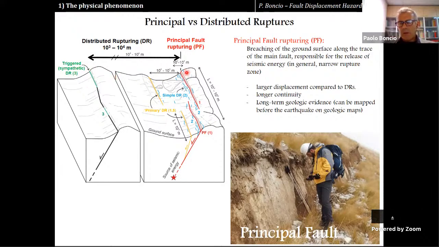In this diagram, which is inspired by normal faulting earthquakes, I try to define and classify the different typologies of ruptures. So we have the principal fault, which is the breaching of the ground surface along the trace of the main fault, responsible for the release of seismic energy. In general, it is a narrow rupture zone. It is characterized by larger displacement compared to distributed ruptures, longer continuity, and in general, long-term geologic evidence. This can be mapped before the earthquake. This is important for the hazard.